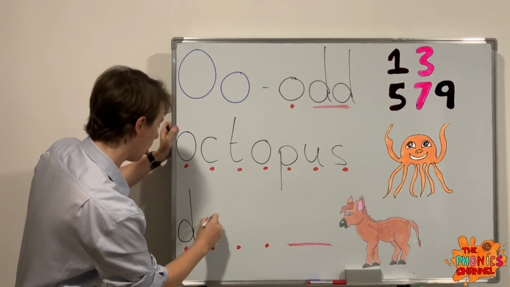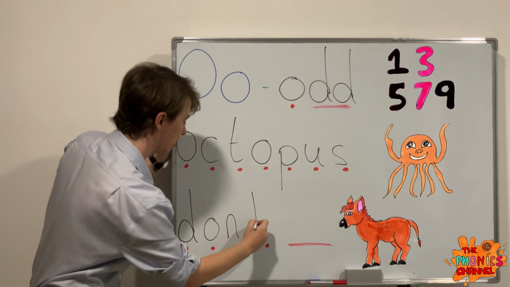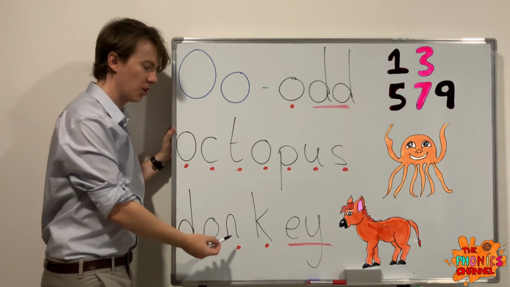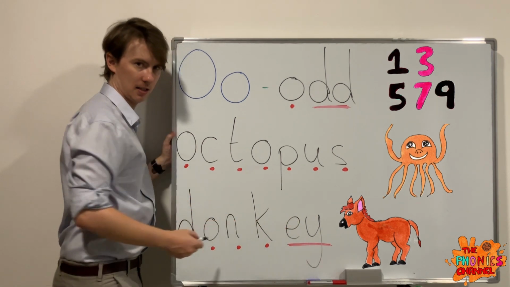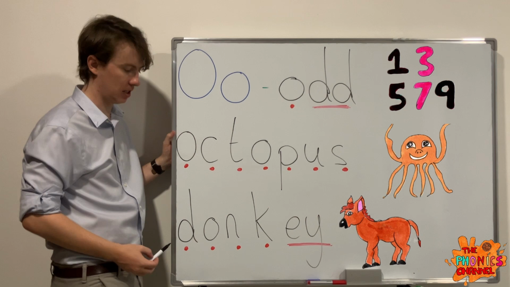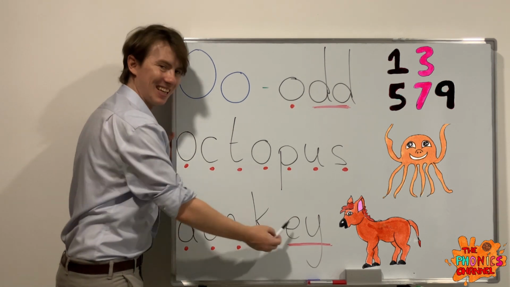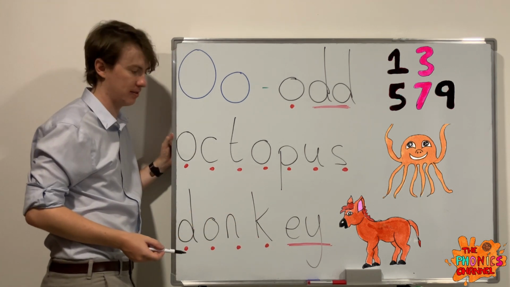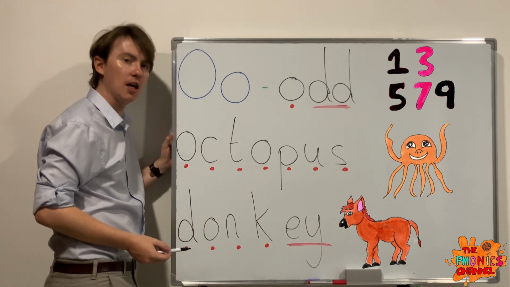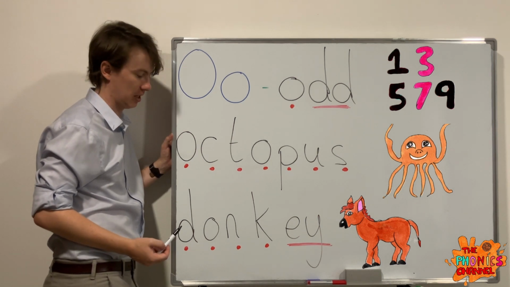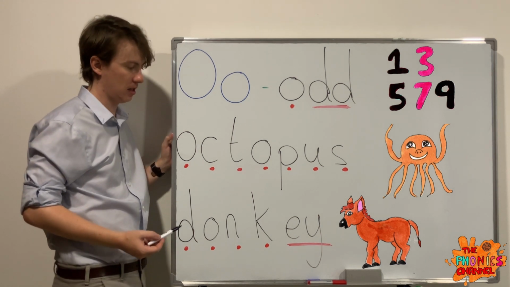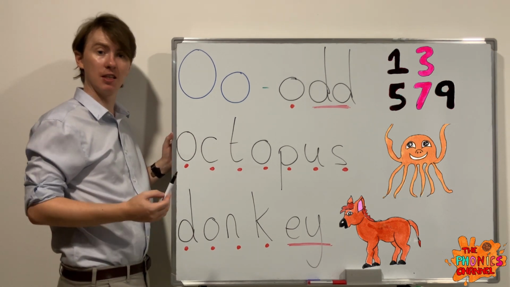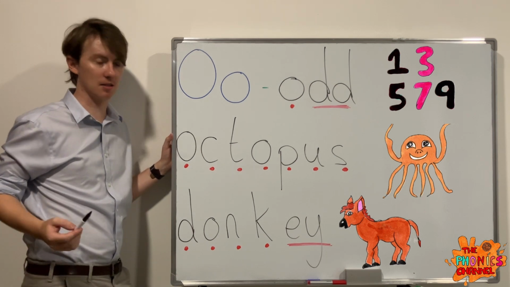D, o, n, k, e. Donkey. D, o, n, k, e. Donkey. Okay, got the O sound here. D, o, n, k, e. Donkey. We've got the digraph E at the end there. Okay. Y making E at the end of a word. Donkey. Okay. The donkey is in the farm and the octopus is in the aquarium. Could be 2 sentences there.